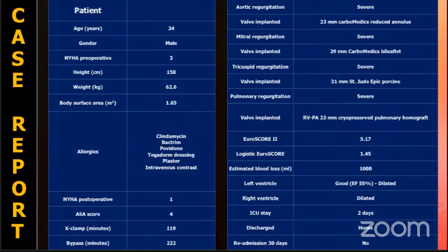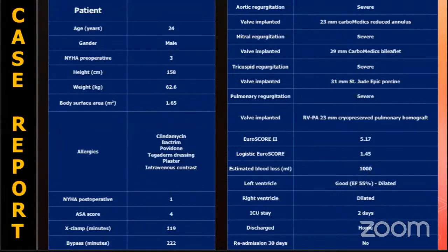The EuroSCORE was 5, falling in the moderate risk category. Estimated blood loss was 1 liter. The left ventricle was showing a good ejection fraction of 55% with dilation of the left ventricle. The right ventricle was moderately dysfunctional with dilation.